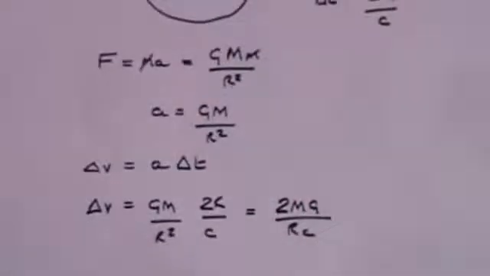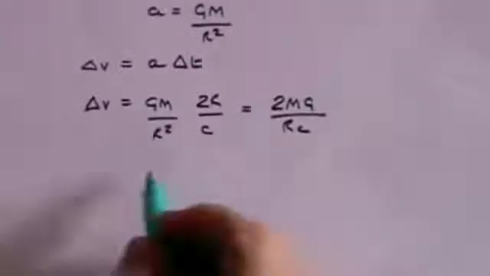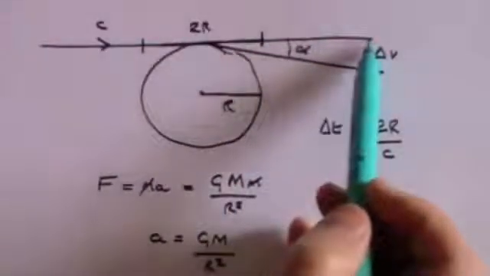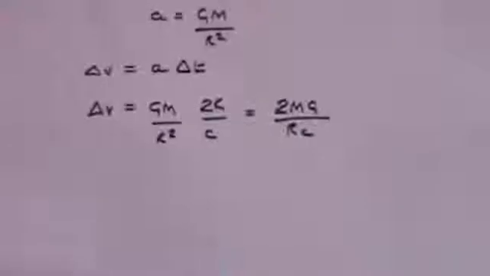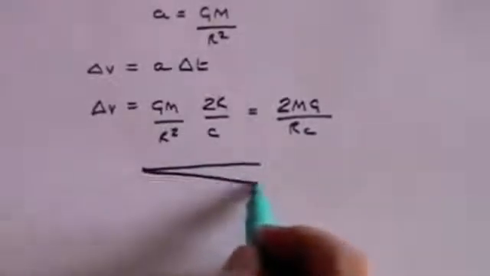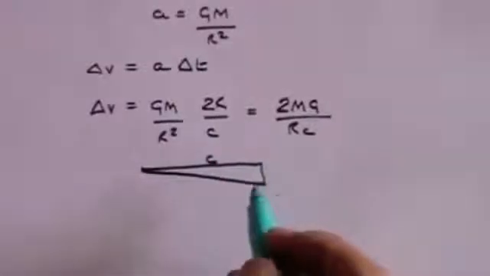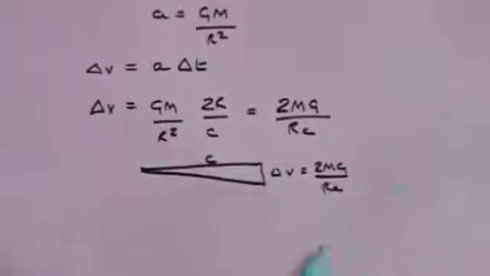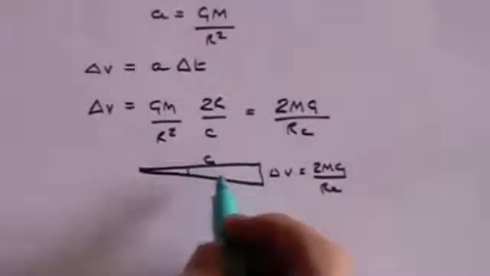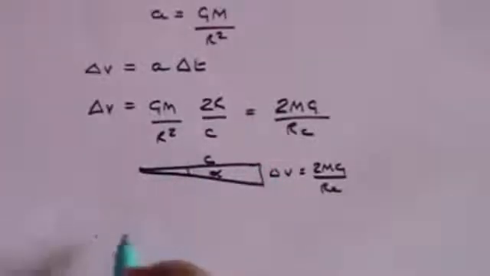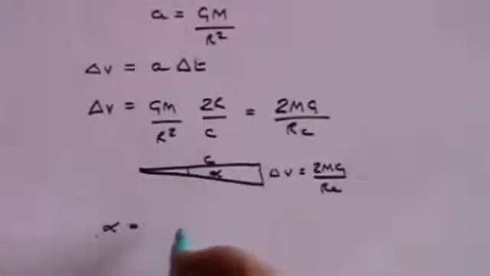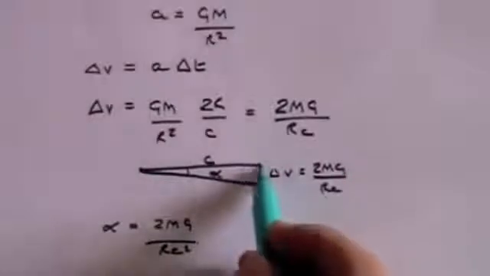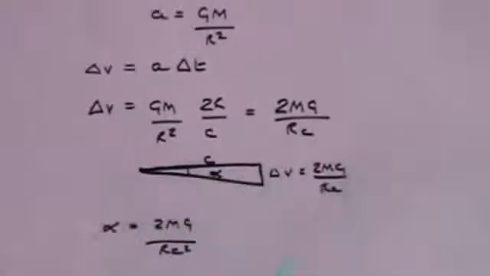And now we can draw the vector diagram, which is basically this shape up here. This is the speed c, this is the change in velocity delta v, so let's draw that. This is the speed c vector, this is delta v, and delta v is 2MG over rc. And if this is a small angle, alpha, then you can say that alpha is equal to 2MG over rc squared. In other words, it is this distance divided by this distance.